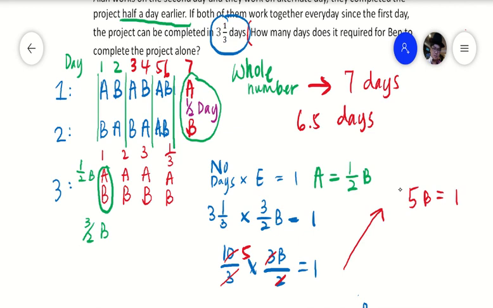So let's continue here: 5 times B is equal to 1. Now remember before this we said that B is the efficiency of Ben, and the 1 is the project. So what happened to this 5? This 5 represents the number of days. The 5 here represents the number of days, B is the efficiency of Ben, and the 1 is the project. So we have 5 days here. So for B, it takes 5 days to complete the project.